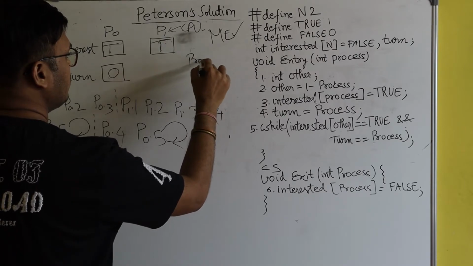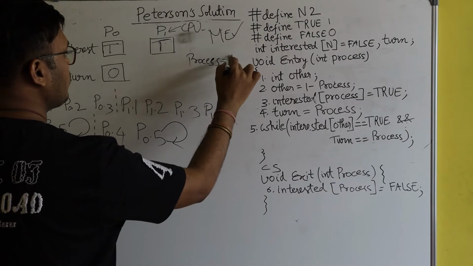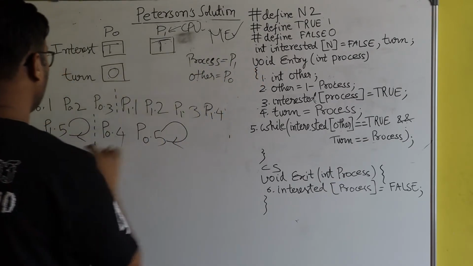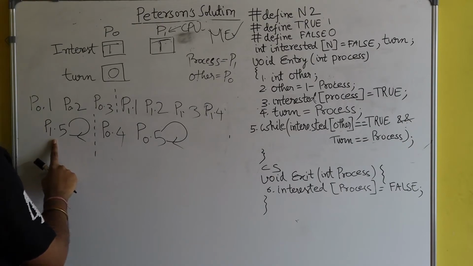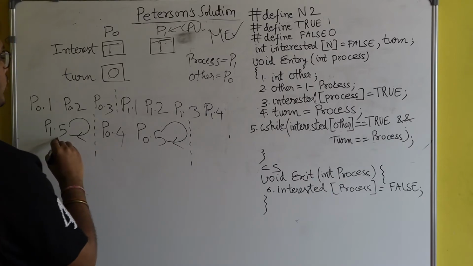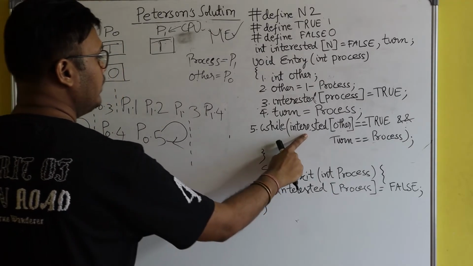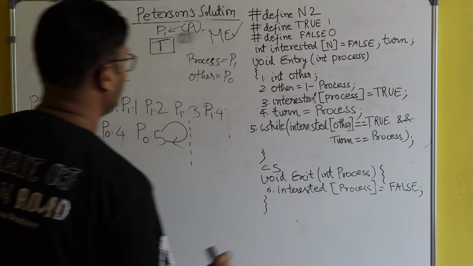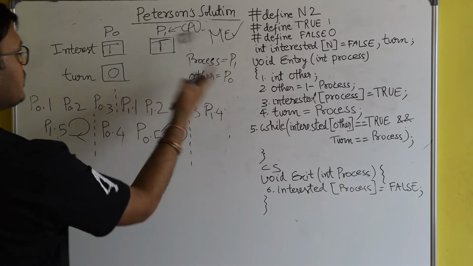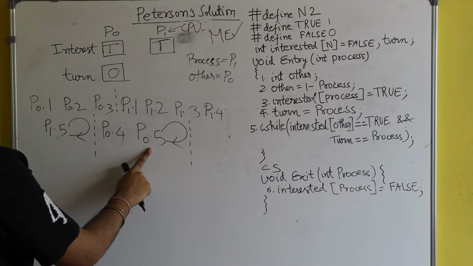Here the CPU is with process P1, so the process is P1 and the other is P0. Okay. So at this point a context switch happened and P1 is executing this while loop. Let's see what will happen. Interested[other] is equal to true. Other is what? P0. Yes, interested of other is true. P0 is still interested to enter inside the critical section. That's why P0 is waiting here.